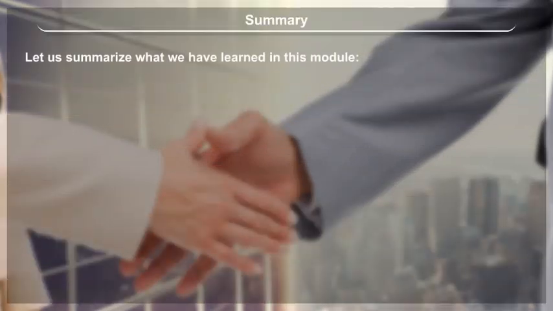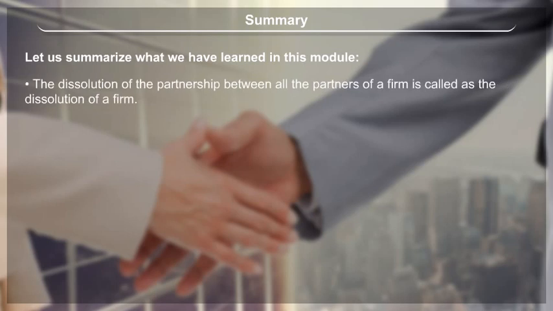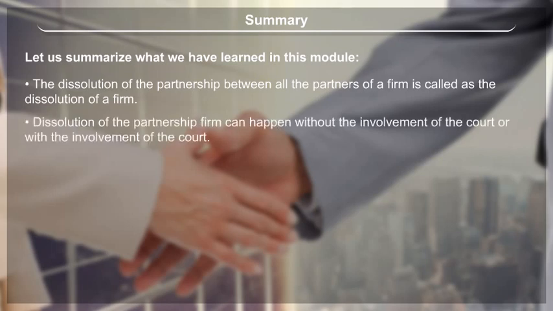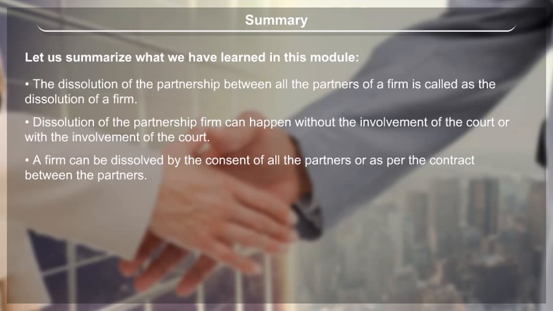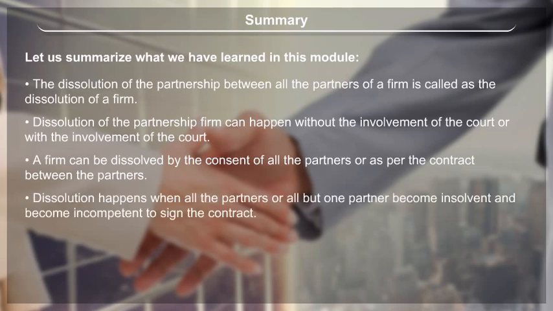Summary. Let us summarize what we have learned in this module. The dissolution of the partnership between all the partners of a firm is called the dissolution of a firm. Dissolution of the partnership firm can happen without the involvement of the court or with the involvement of the court. A firm can be dissolved by the consent of all the partners or as per the contract between the partners. Dissolution happens when all the partners or all but one partner become insolvent and become incompetent to sign the contract.